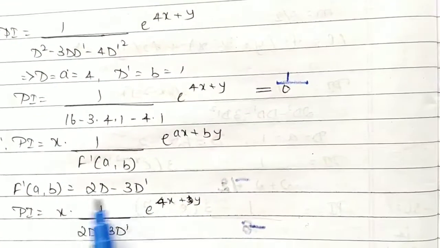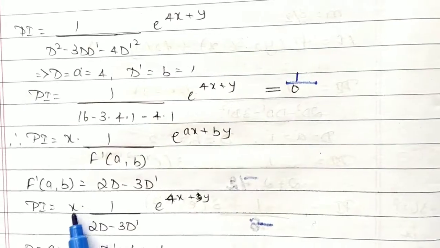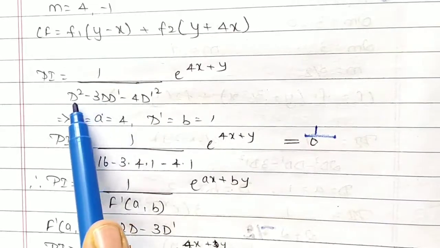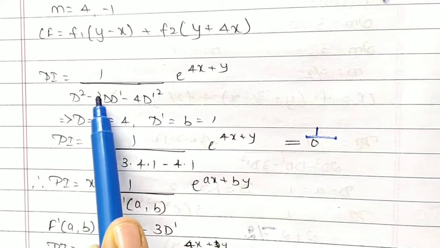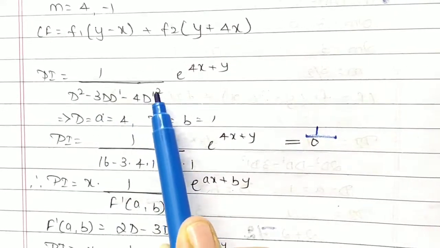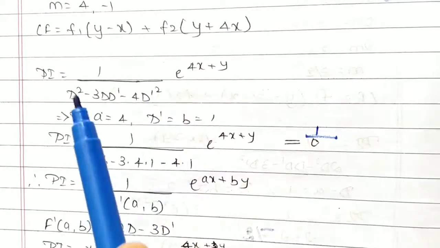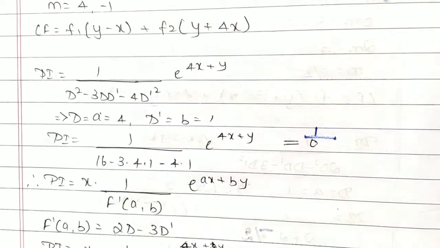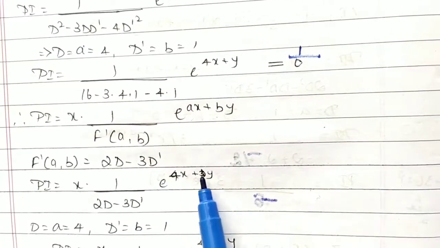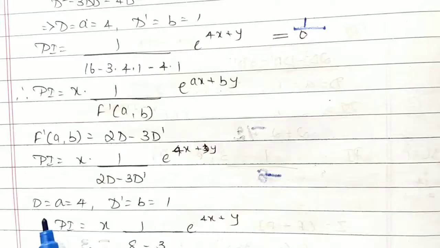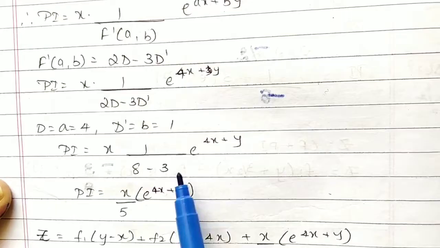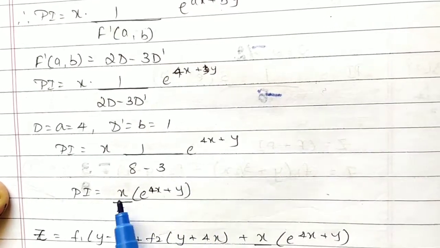If you differentiate here, the particular integral is x into 1 divided by the derivative. D square differentiates to 2D, minus 3 D dash, and D differentiation gives 1, minus, there is no D, so that becomes 0. So 2D minus 3D dash is left. That is the differentiation you write, into e power 4x plus y as in the question. Now again apply the formula, a equal to 4 and D dash equal to b. So you will get 8 minus 3 into e power 4x plus y. So you will get the answer.